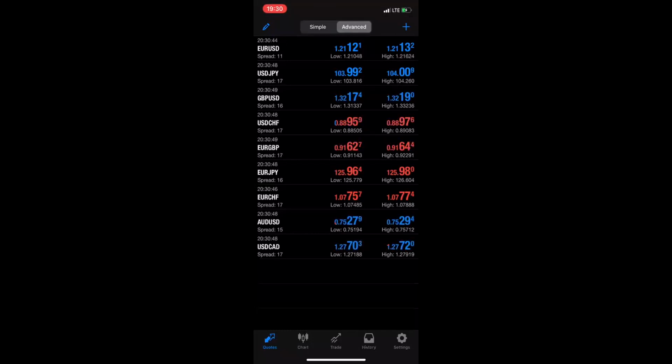So if I'm buying USD JPY, this simply means I want to buy my base and I'm selling off my quote. I'm buying my USD and selling off my JPY. If I'm in a sell position, it simply means I'm selling off my base and I'm buying my quote.